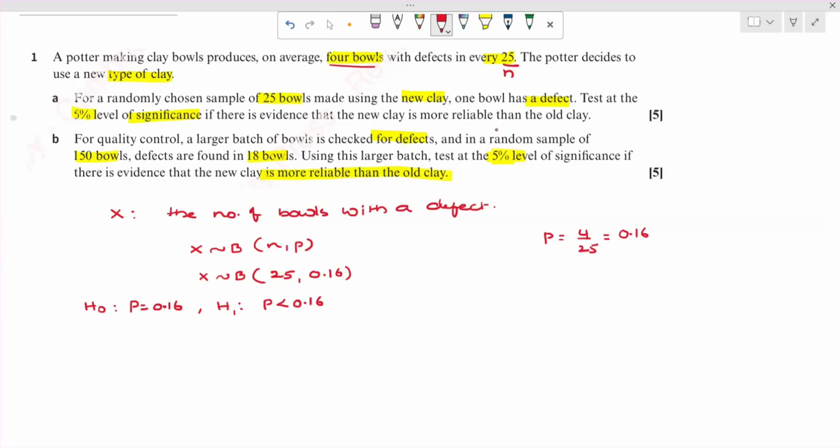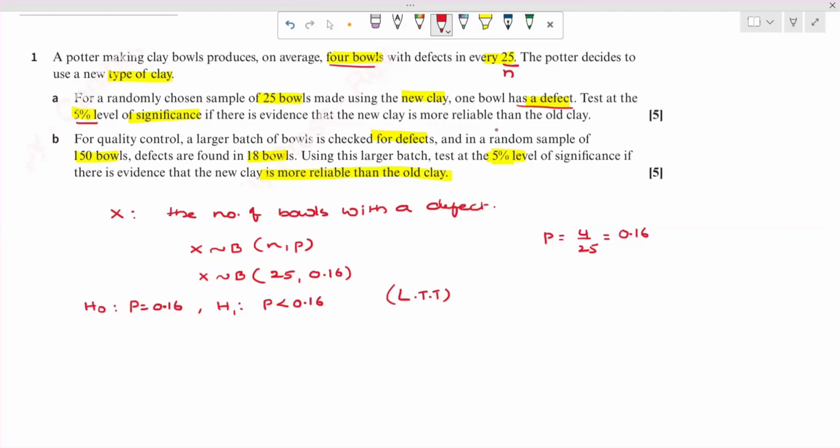Now what they are asking us to find: for a randomly chosen sample of 25 bowls made using this clay, one bowl is defective. Test at the 5 percent significance level for evidence that the new clay is more reliable than the old clay. So what do we have to go for? This is a lower tail test.